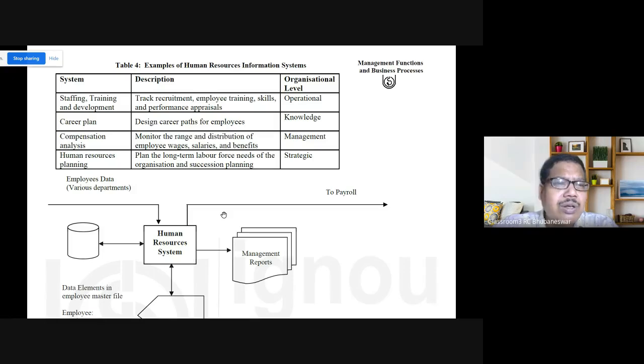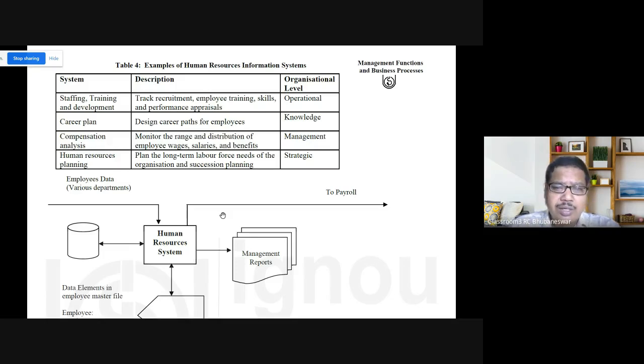Then coming to the compensation analysis. So monitor the range of the distribution, employee wages, salary, and the benefits must be taken care of by the managerial levels. Because first the approval will be needed, that's why it goes to the top level. Then human resource planning. So human resource planning for the long-term labor force, if you need, must be strategic. Otherwise, you will fail.